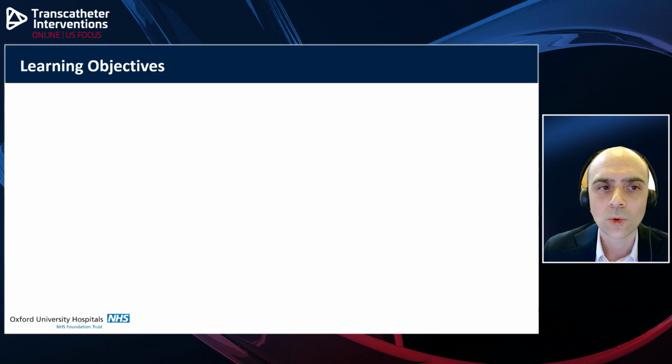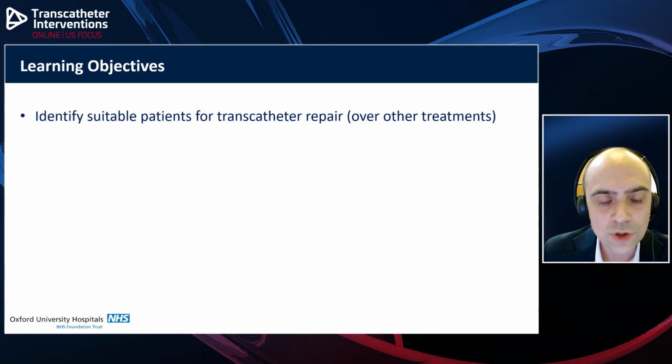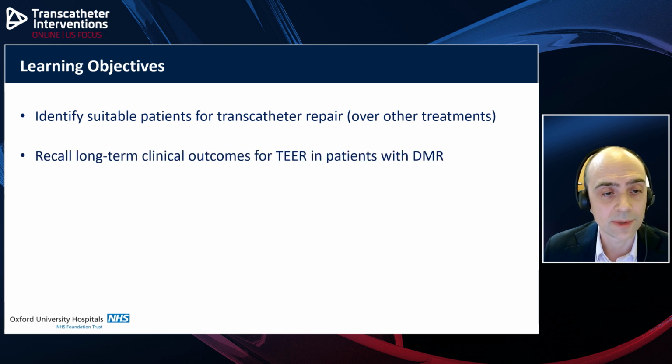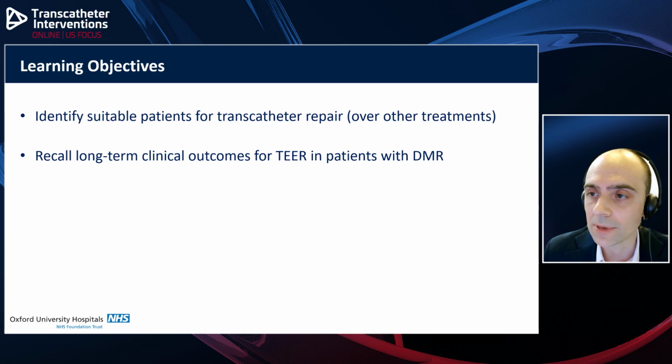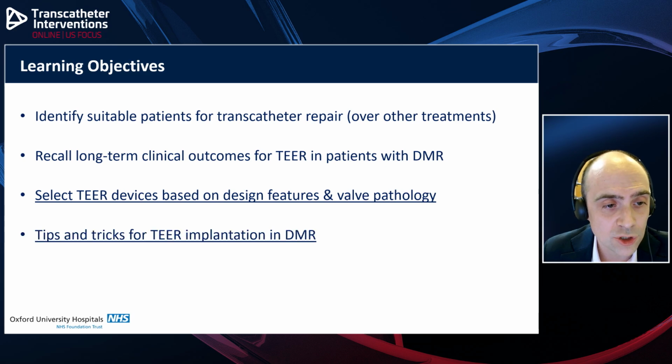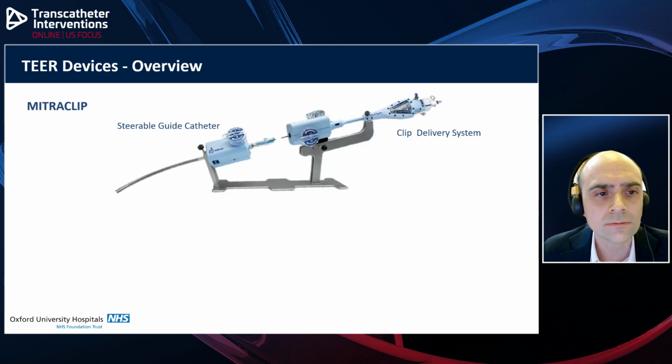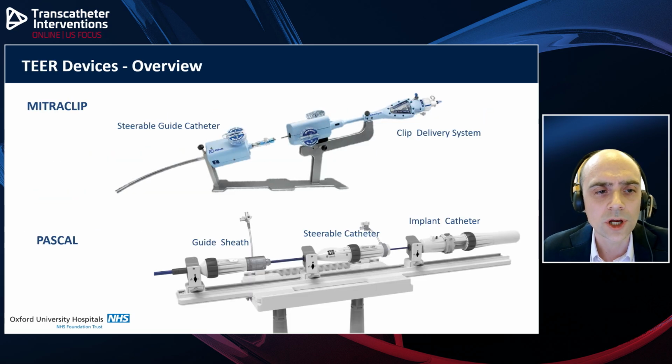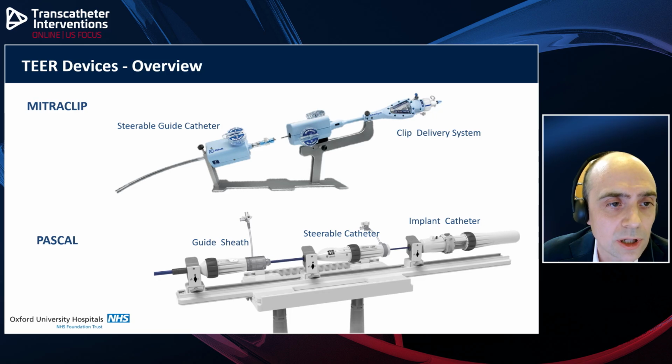So we've heard already a little bit about suitable patients and how to identify them for transcatheter repair. We've talked about some of the long-term clinical outcomes for TEER in patients with DMR. And I'm going to talk more about selecting TEER devices based on design features and valve pathology, and perhaps some tips and tricks for TEER implantation. As we've already heard, there are two commercially available TEER devices in the US and Europe, the MitraClip device from Abbott and the Pascal Precision device from Edwards Lifesciences.